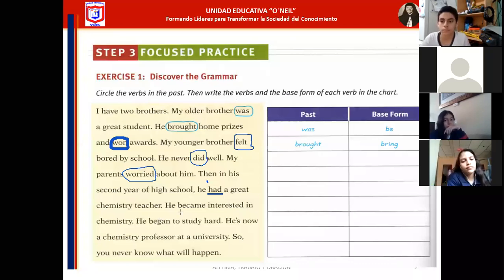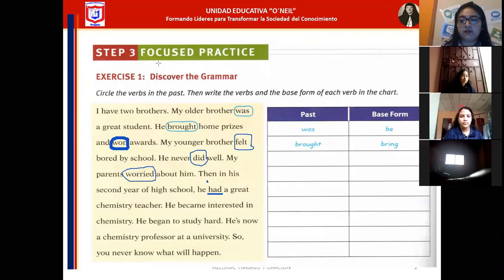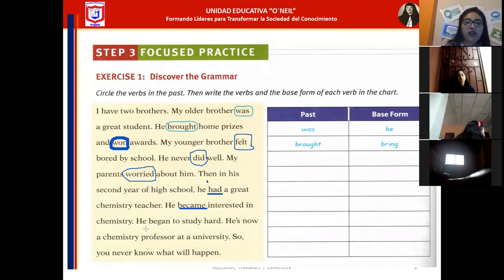Okay, the other sentence. He became interested in chemistry. He became. What is the verb in this sentence, Valentina Vega? Valentina, hello. I can't hear you. Please tell me the verb in past tense. No te puedo escuchar. Became. Está en past tense. Thank you, became. And the other, he began to study hard.